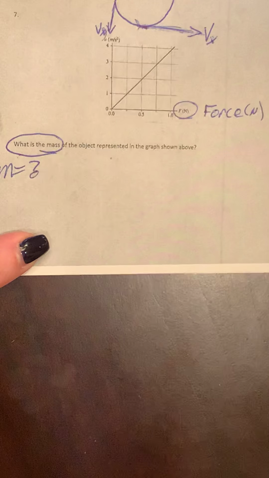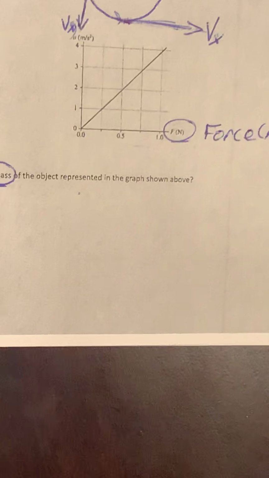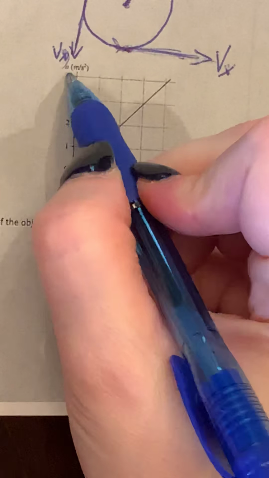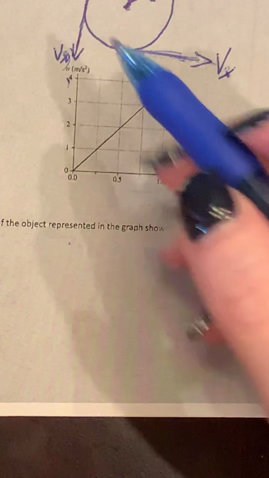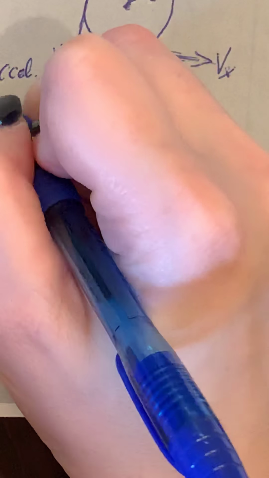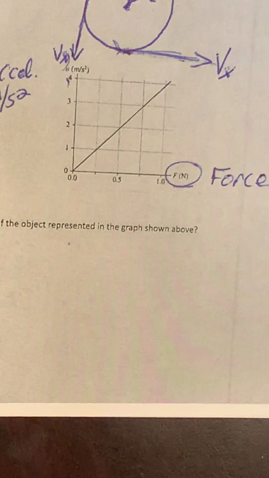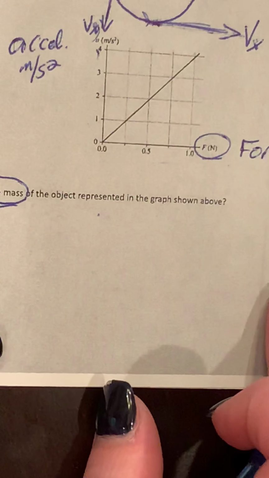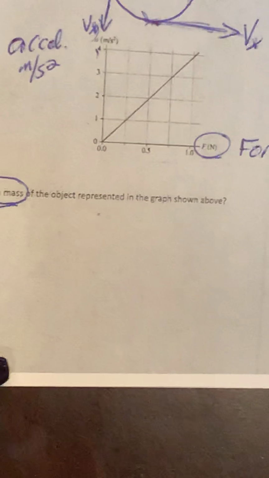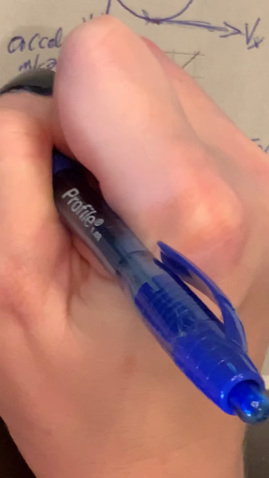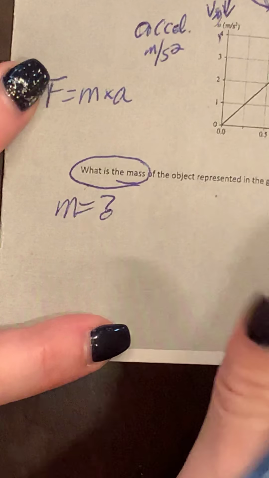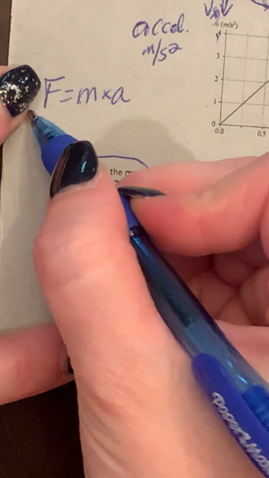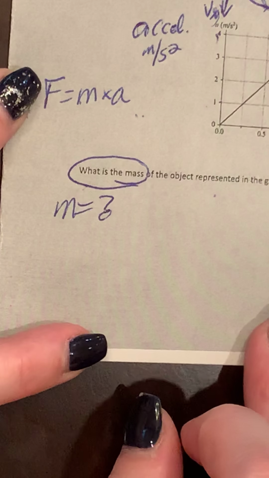And our y, let me zoom in a little bit here so we can see this a little bit better. Our y is kind of hard to see because of the drawing that I did, but it says it is acceleration, and that's meters per second squared. So nowhere in here does it mention mass. So how are we going to get mass off of force and acceleration? Well, if you remember from Newton's second law, force is mass times acceleration. Aha, there's mass right there. And we happen to have these other two variables with us in the graph.